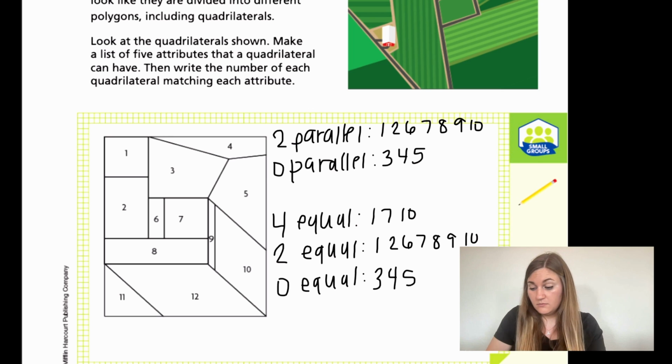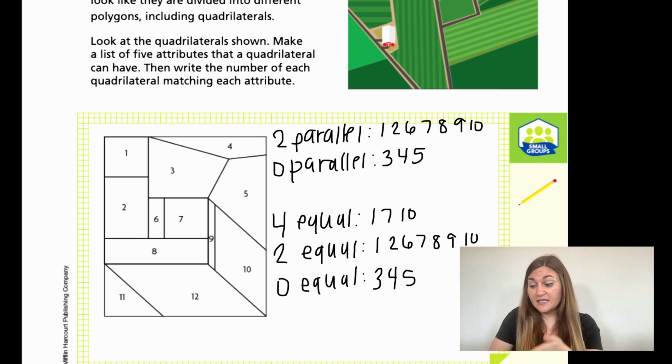Then 11, 11 is a triangle. So we're just doing attributes of quadrilaterals. So we're going to totally skip 11. 11 is the only triangle in there, and we're focusing on quadrilaterals. So 11 doesn't fit into anything. So we're going to skip 11 and then go straight to 12.